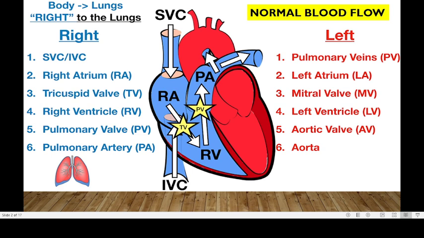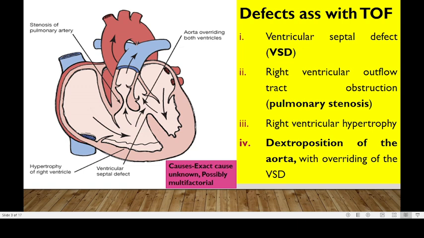From the aorta, oxygenated blood is distributed throughout the body, delivering essential nutrients and oxygen to tissues and other organs. Then deoxygenated blood again returns to the heart through the superior vena cava and inferior vena cava, and the cycle continues. So that's what happens in normal circulation. But in the case of Tetralogy of Fallot, we have four definitive defects.